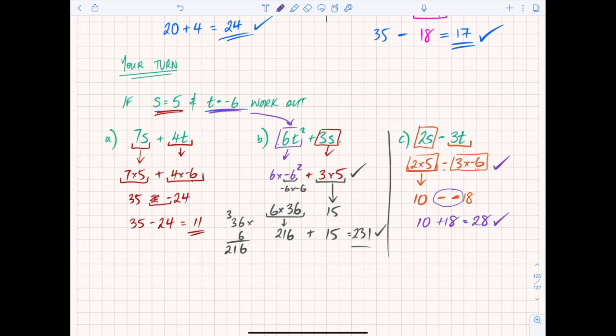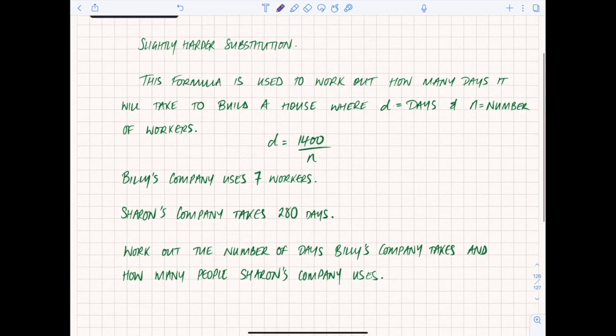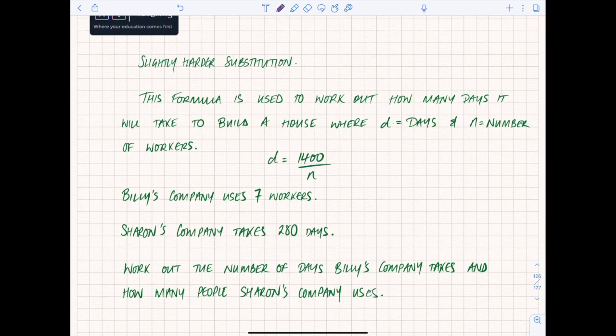Okay. So the next bit we're going to look at is just some wordy questions. So how does this link into substitution with some worded stuff? Okay. So we're going to go through this one now.